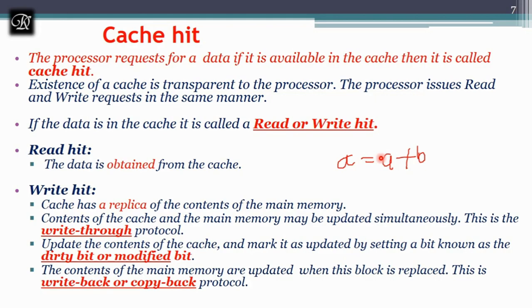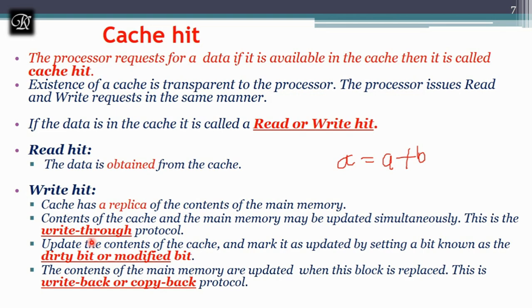Already a was there in the cache, so of course it's a hit, but the memory has a replica of the content of a, and now it has to update this. The content of the cache and the main memory may be updated simultaneously. Whenever I update the a value, for example, if it is 10 and 20, the answer is 30. Whenever I update 30 in the cache, immediately it will be updated in the RAM. That is done with the help of the write through protocol. So whenever I'm updating the cache, I'm also updating the main memory.